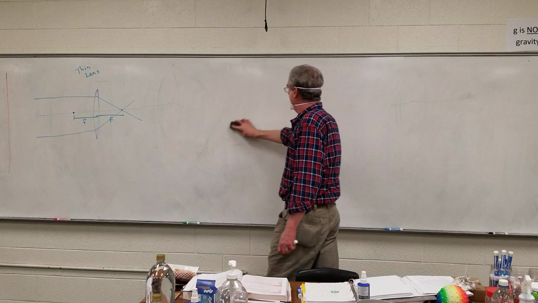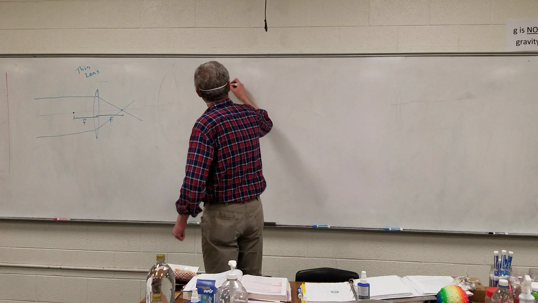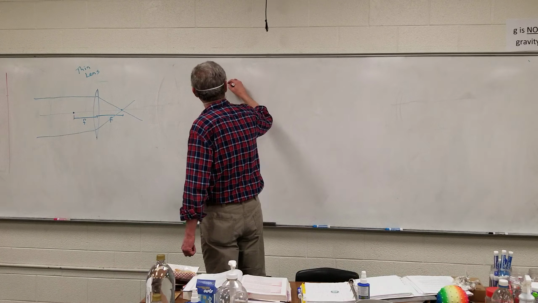I was drawing my first line. Those are supposed to be perpendicular. This is my axis of symmetry. This is my thin lens. I have a focal point here, and I have another one on the other side at the same distance. I have an image, which I'll make smaller this time.